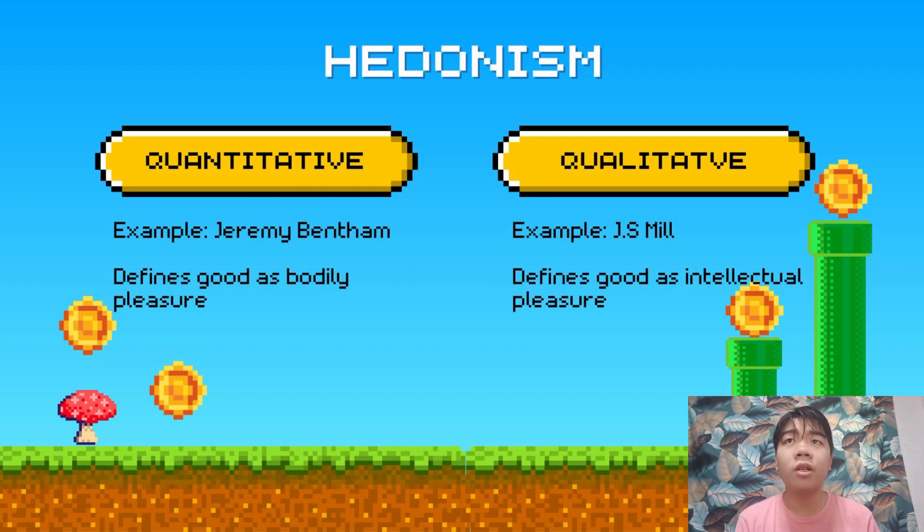You can see the first one, which is quantitative hedonism, and the second one, which is qualitative hedonism. Quantitative hedonists like Jeremy Bentham define good as bodily pleasure, while qualitative hedonists like J.S. Mill define good as intellectual pleasure. Regardless, they believe that there is only one intrinsic good, which is pleasure.